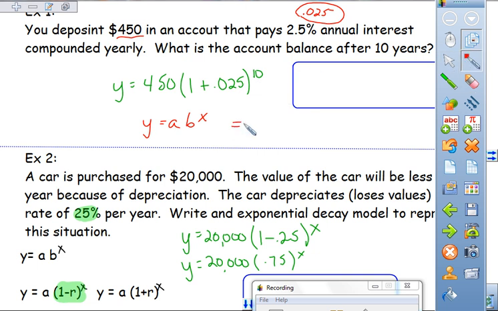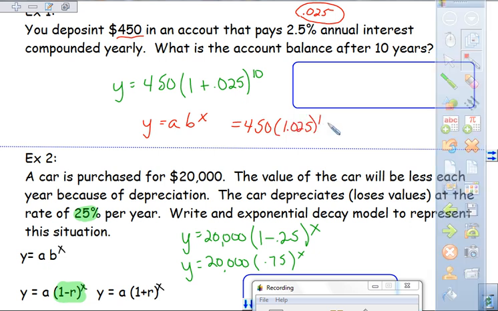So what I have right now is 450 times 1.025 to the power of 10. So if I put that on my calculator, I get $576.04. Just to double check, we started out with 450, and we need to make sure that our number increased because we were earning interest.